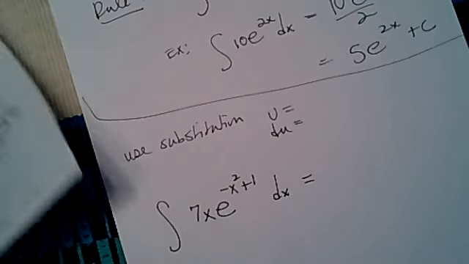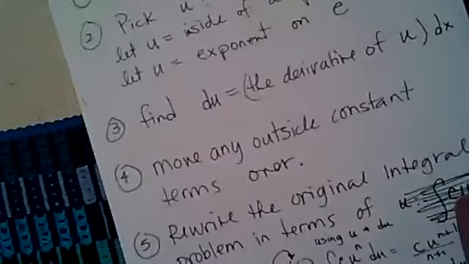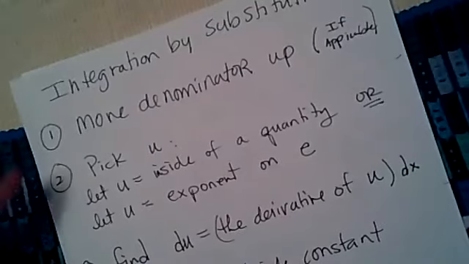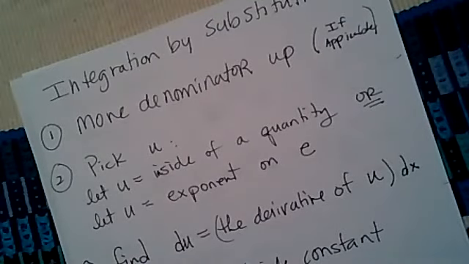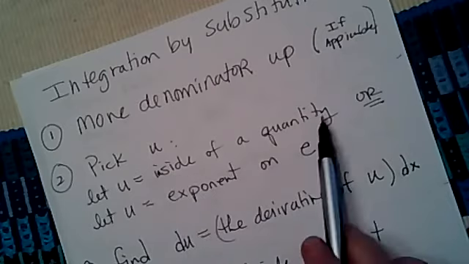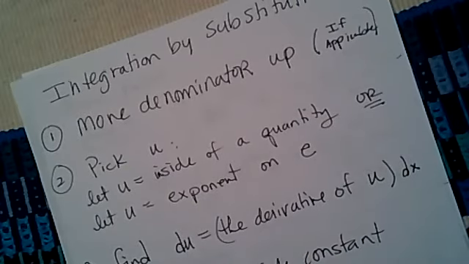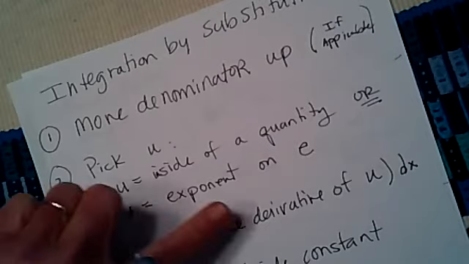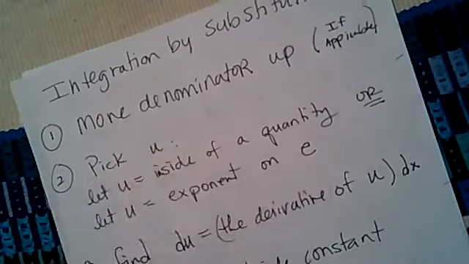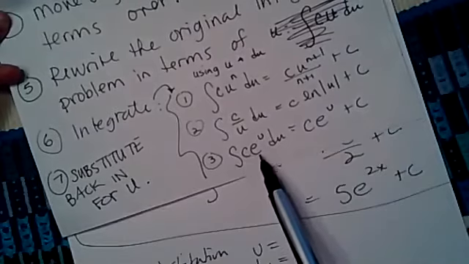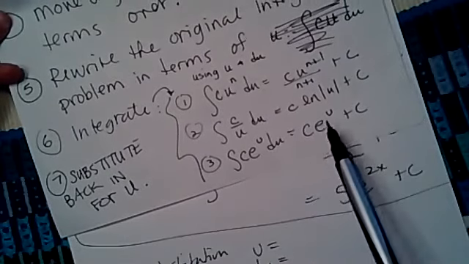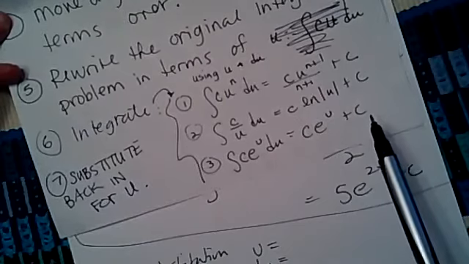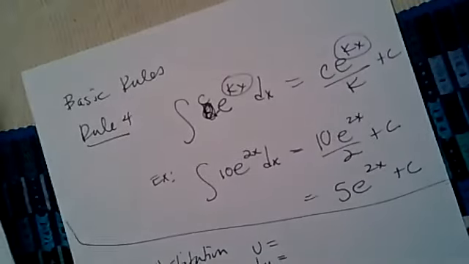So let's look at our rules again. I like steps, okay? So it says move any denominators up, and you can't move any denominators up because there aren't any. And you pick u. So u is always the inside of the quantity, but now there's no inside. So now we let u be the exponent on e, okay? All right, and so that's when we get down to here. When we integrate, we're going to be integrating some constant times e to the u, which is just some constant times e to the u plus c. So instead of u to a power, we're going to have e to the u.